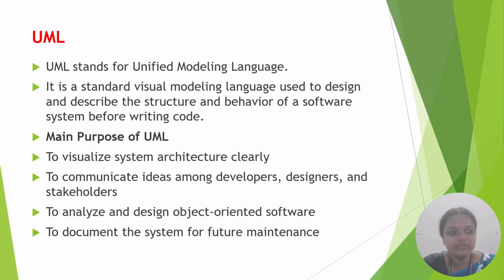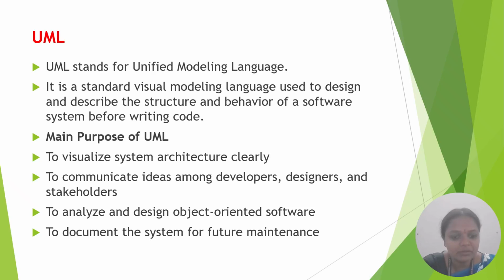First, we are going to see what is UML. UML stands for Unified Modeling Language. It is a structural visual modeling language used to design and describe the structure and behavior of a software system before writing code. UML is a graphical language for visualizing, specifying, constructing, and documenting the components of a software system. It helps software developers and analysts understand how the system works, what components it includes, and how they interact.